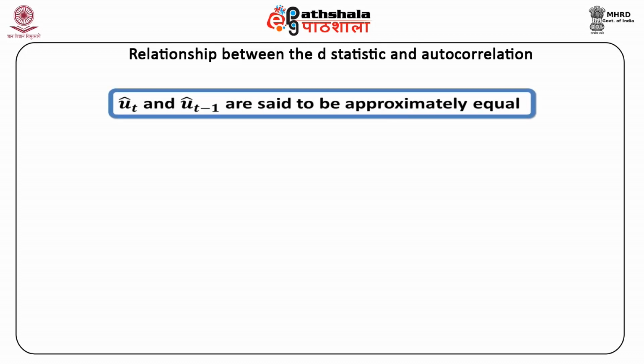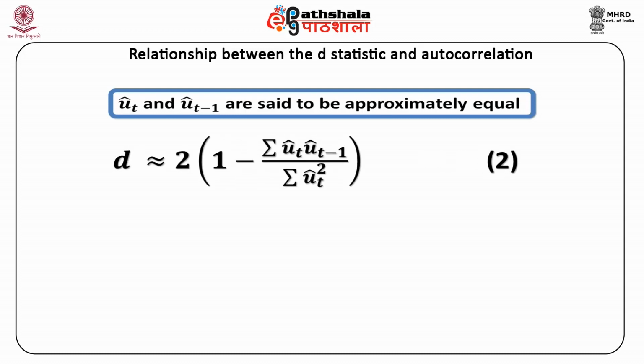UT hat and UT minus 1 hat are said to be approximately equal since they differ in only one observation. Therefore, the value of D statistic mentioned in our equation 1 may be written as D is approximately equal to 2 into 1 minus sigma mu t hat into mu t minus 1 hat divided by sigma mu t hat square. In both these cases, the summation, as we said earlier, is over t. This is our equation 2.